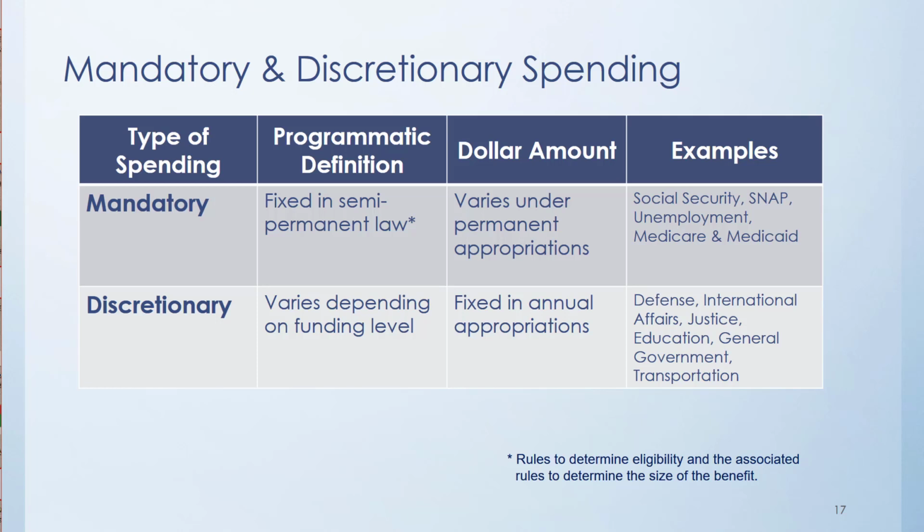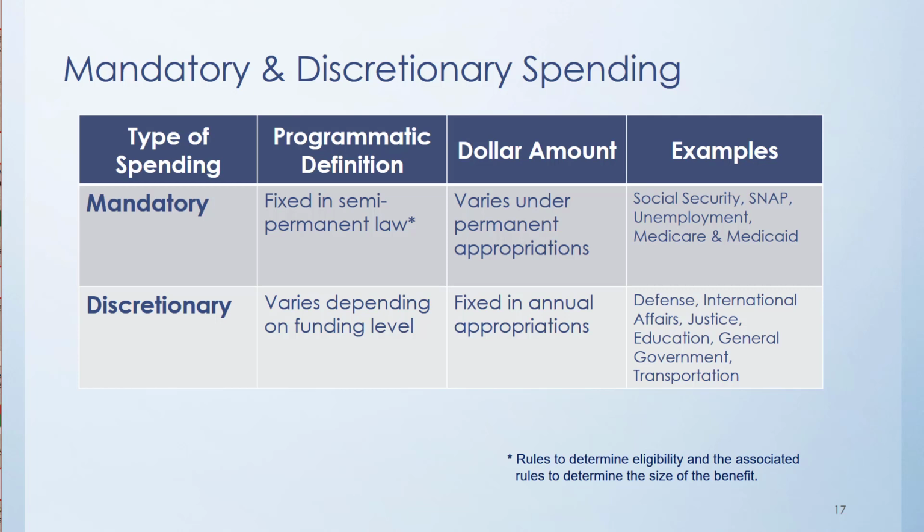The other big difference between these two is that mandatory spending is fixed in semi-permanent law. And I say semi-permanent because Congress can, at their discretion, change those rules and those algorithms whenever they want. They just don't do it very often because stability in these programs is valued as good public policy. We don't want the formula for our retirement benefit to change from year to year.